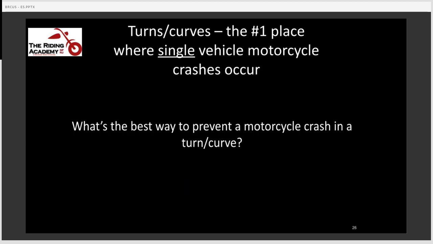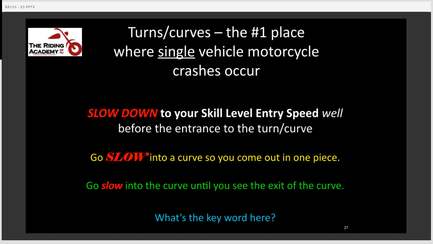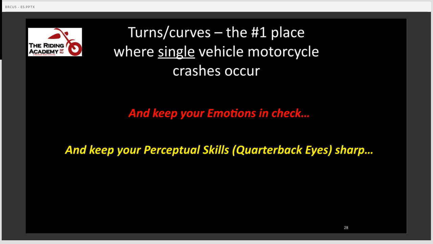Again, what's the best way to prevent a motorcycle crash in a turn? Just to reiterate, what's the key word here? It's in red. Slow it down to a good entry speed. Slow it down. I think you got that now. And again, keep your emotions in check. And again, those good perceptual mental skills, keep them sharp. Those quarterback eyes. And these are skills you can practice in your car.